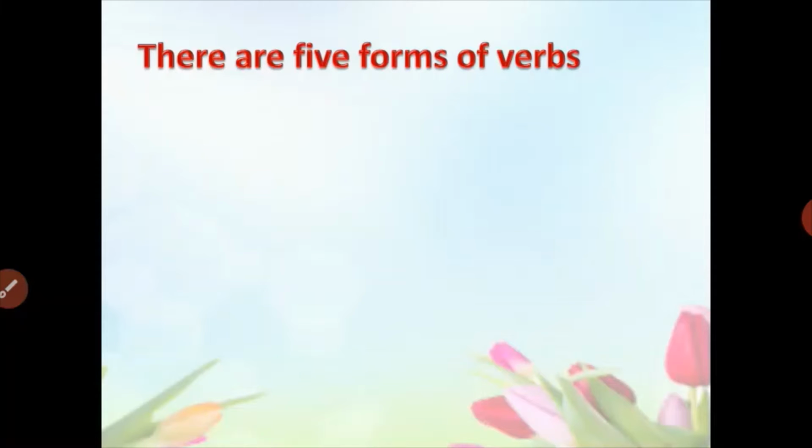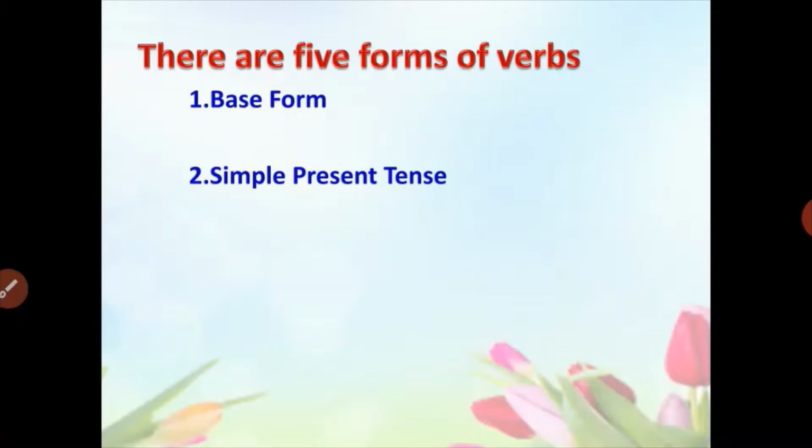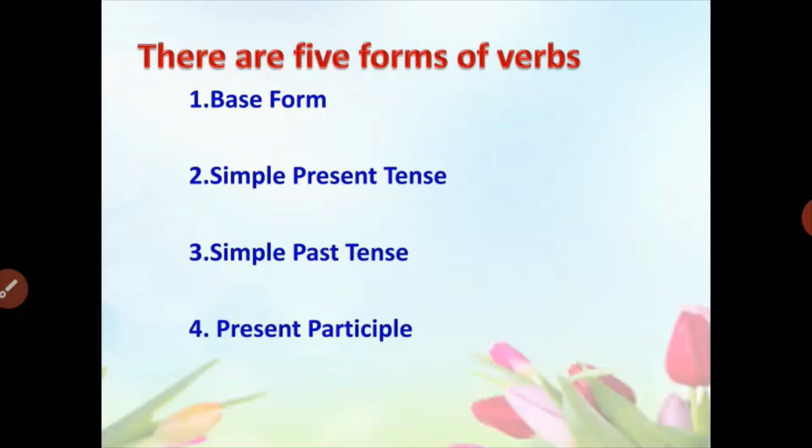There are 5 forms of verbs. Number 1, base form. Number 2, simple present tense. Number 3, simple past tense. Number 4, present participle. And number 5, past participle. Now we will discuss all these forms one by one.